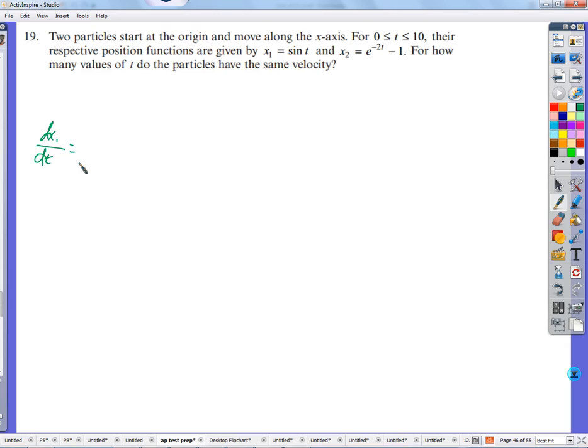Cosine of t. dx2 dt is the negative 2 e to the negative 2t. You may not know a whole lot about what you're supposed to do, but there should be immediately, like a flash or a bell ringing in your mind. You see position function and velocity, take the derivative of the position function to get the velocity function. Things like that help. Just writing something down, getting rolling, doing something that's clearly part of this problem.